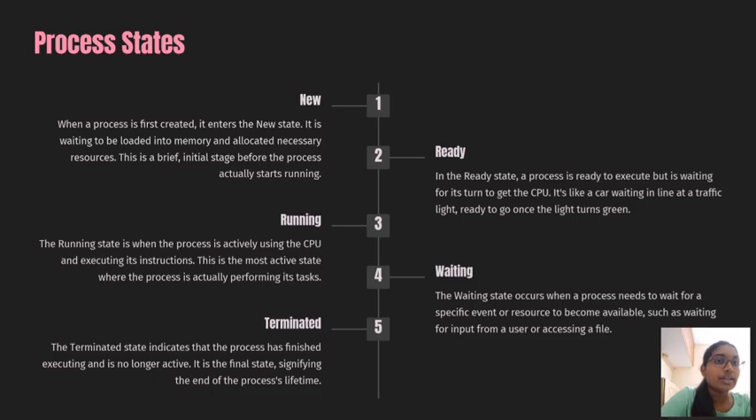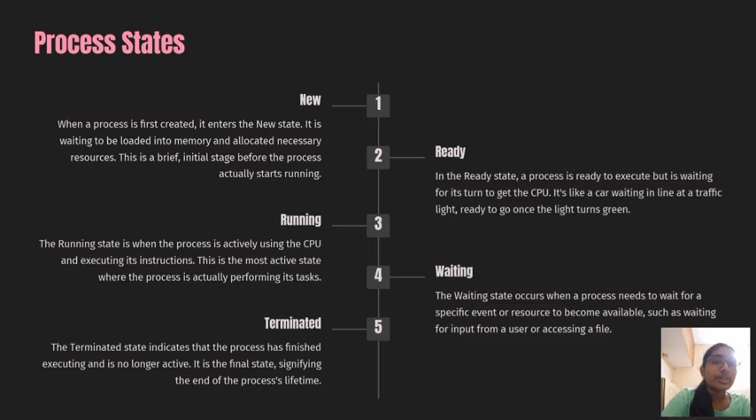Second step is ready. In the ready state, a process is ready to execute but is waiting for its turn to get the CPU. It's like a car waiting in a line at a traffic light, ready to go once the light turns green. Third step, running.